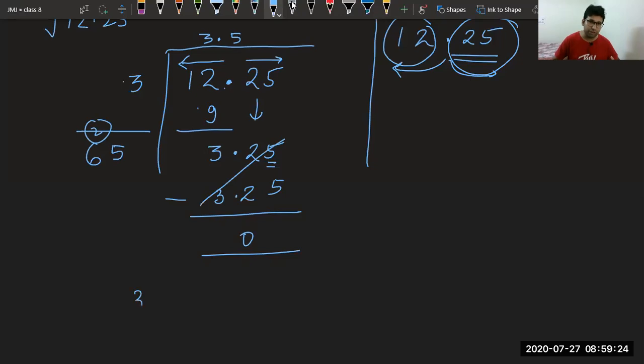Therefore 3.5 is the correct answer. I hope all of you got this. Let us take one more example. Sir, if 1 step 6, then it will be 12. If divisor is 6, it becomes 12.